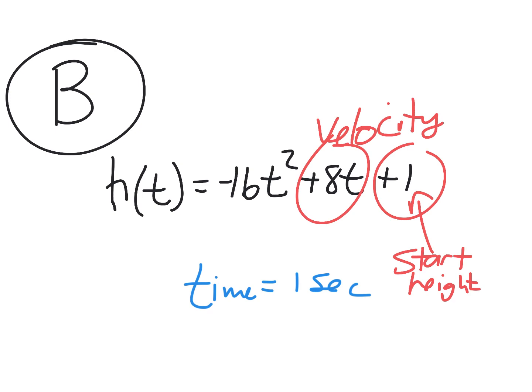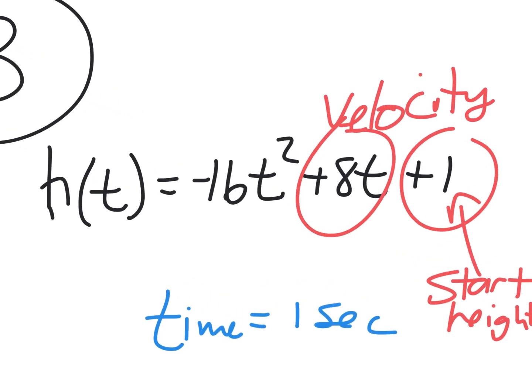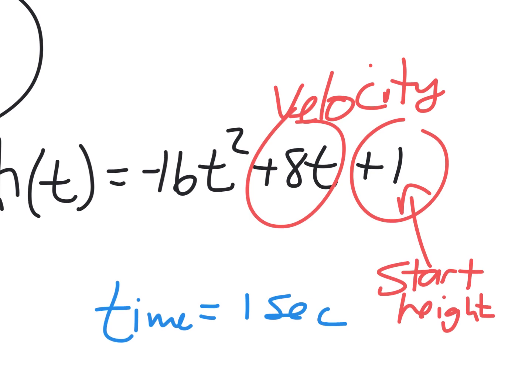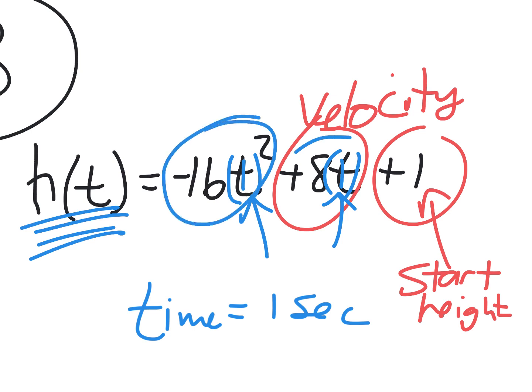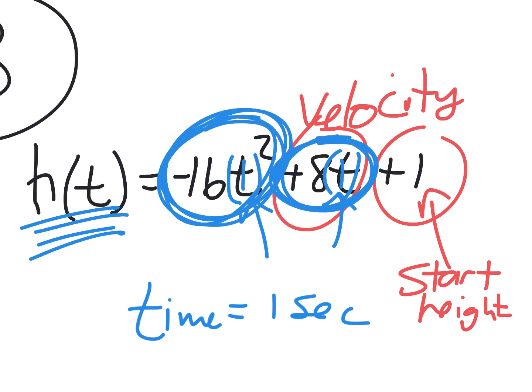All right, so if you're going to put in 1 second, it doesn't take a genius to have figured out by now that's the height. That's the time. You should have put the T where the 1 is and the 1 where the T is. There's only 2 things you can put in, time or height. This one would be negative 16. This one would be 8. What's negative 16 plus 8? It's negative 8. Plus 1, it's negative 7.